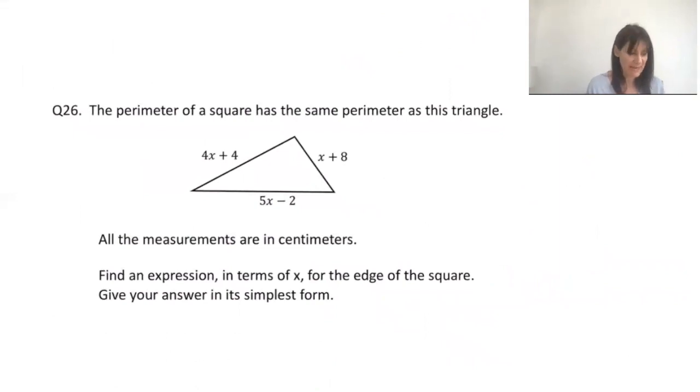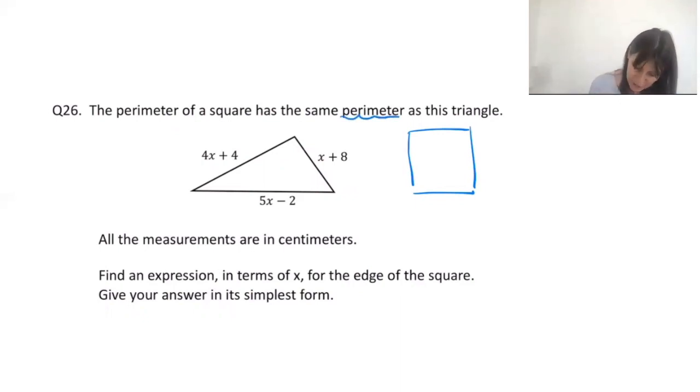Hit pause, press play when you're ready. So we're being told the perimeter of a square, which we don't even have. So I personally, right away, would go, okay, the perimeter of this square is the same as the perimeter of the triangle. And I've got to work out the edge of the square. So the first thing I'm going to need is the perimeter of the triangle. Remember, perimeter is add all the edges.